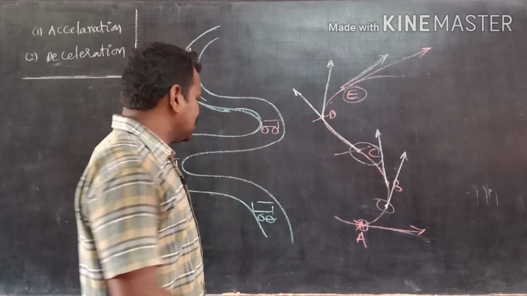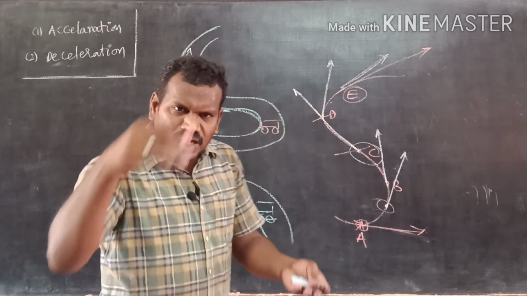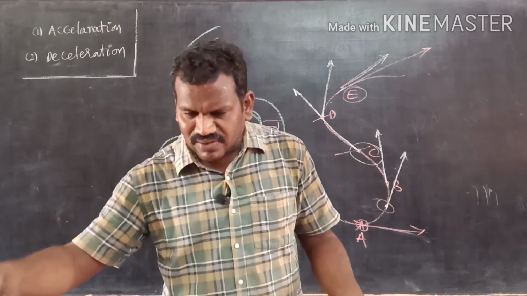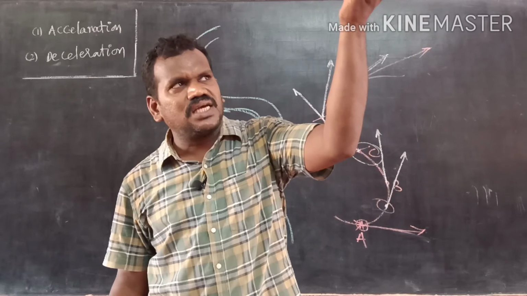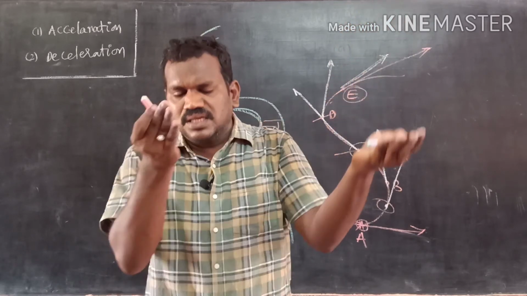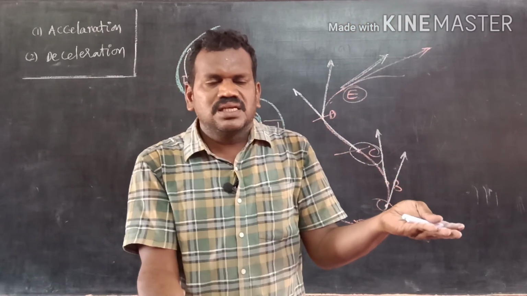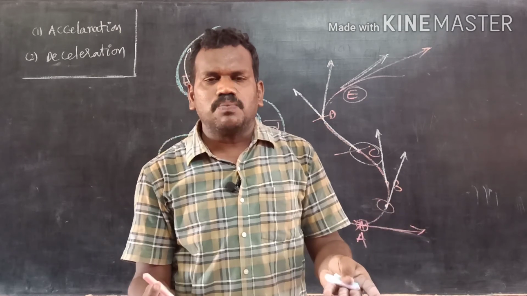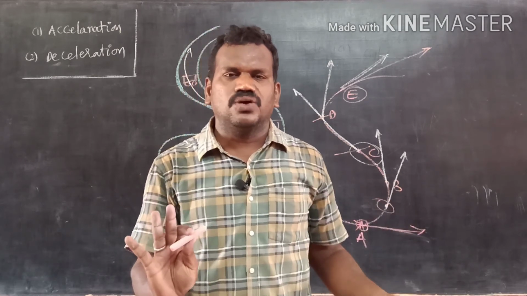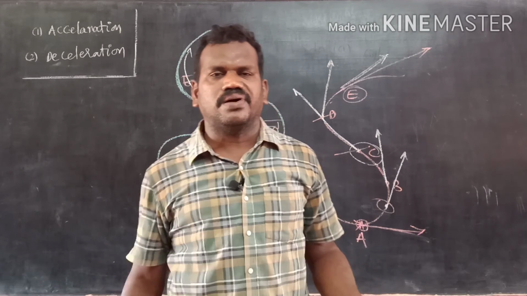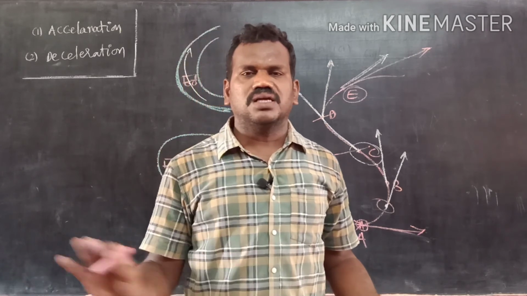For example, the driver is getting down the hill. He is coming in the reverse direction. In the earlier case, he was moving in the upward direction. In the next case, he is coming in the reverse direction. Then there is no need to apply acceleration. Simply if you hold the brake at a particular point, then automatically the body moves on its own.